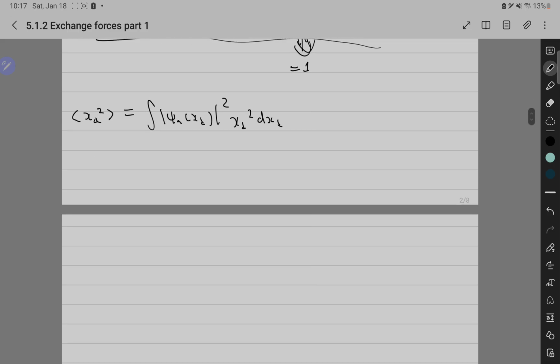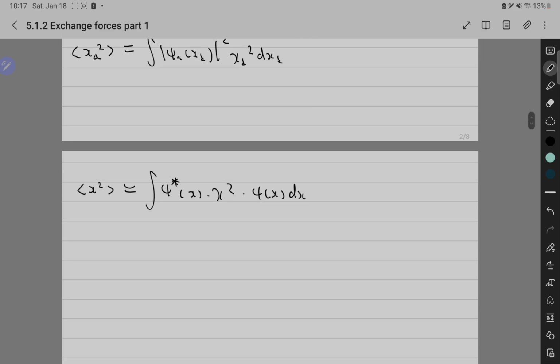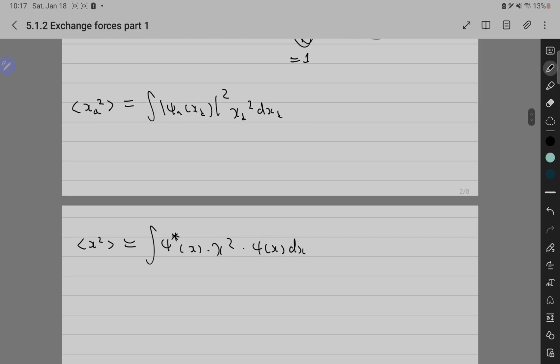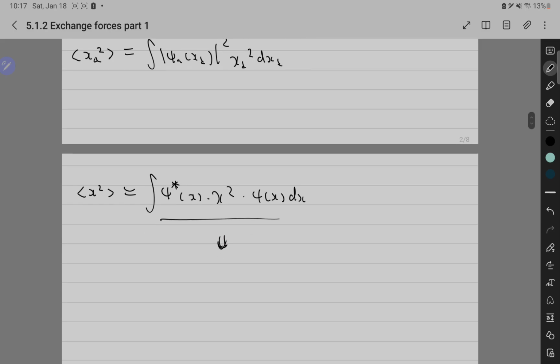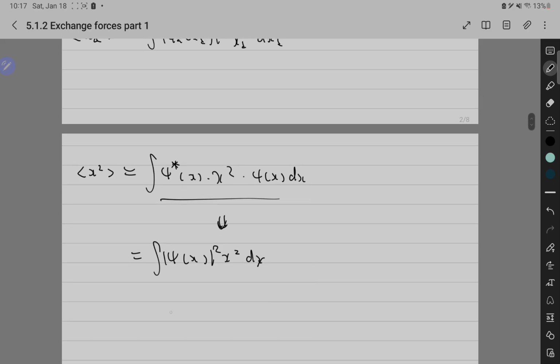And if you recall, for a single particle, if you want to find the expectation value of that particle's position squared, x squared, this is going to be the integral of psi conjugate x times x squared times psi x dx, right? And if you further break this down, this is going to be psi conjugate x and then x squared, and then psi x dx, right?